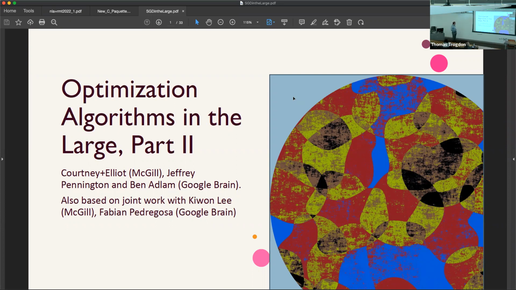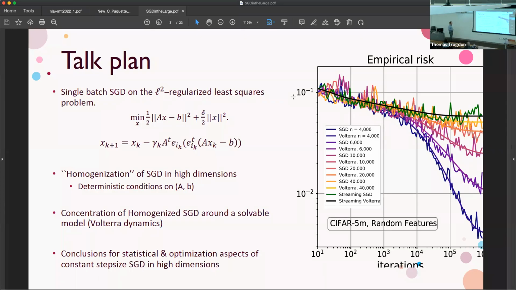I'm talking about joint work with Courtney and also Jeff Pennington and Ben Adlam, and also some of the authors that were presented in the previous part. So a lot of what I'm going to do relates to the previous part. Here's the plan of what I'm going to say.